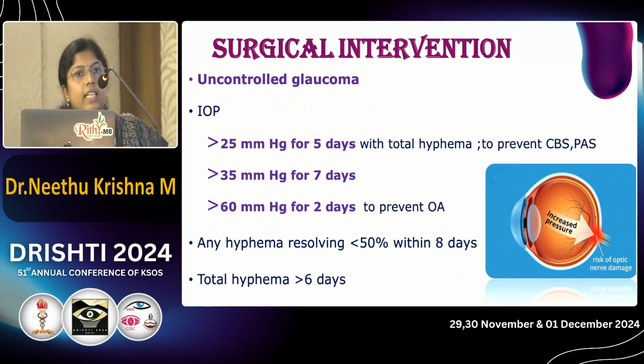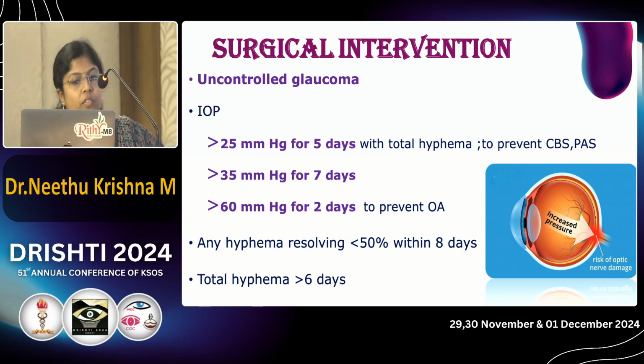Next, about the surgical intervention. Indications include uncontrolled glaucoma. The first one is uncontrolled glaucoma: intraocular pressure more than 25 millimeters of mercury for 5 days with total hyphema is one of the indications, and more than 35 millimeters of mercury for 7 days, and intraocular pressure more than 60 for 2 days is also an indication for surgical intervention.